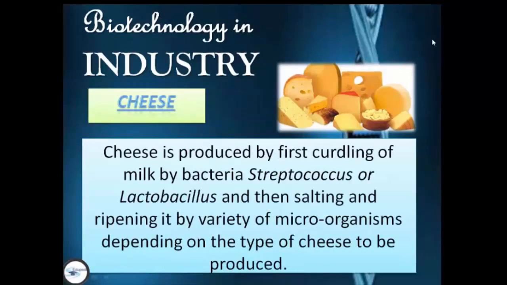The first example for industry, we have the cheese. Cheese is produced by first curdling of milk by bacteria streptococcus or lactobacillus and then salting and ripening it by a variety of microorganisms depending on the type of cheese to be produced.